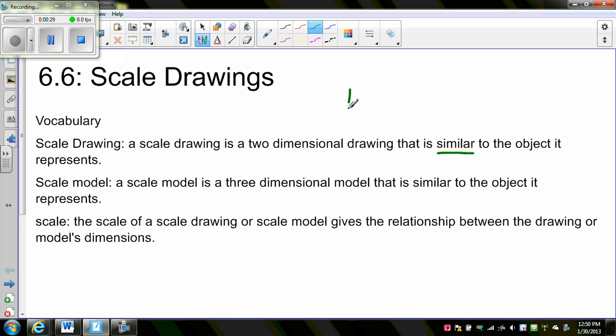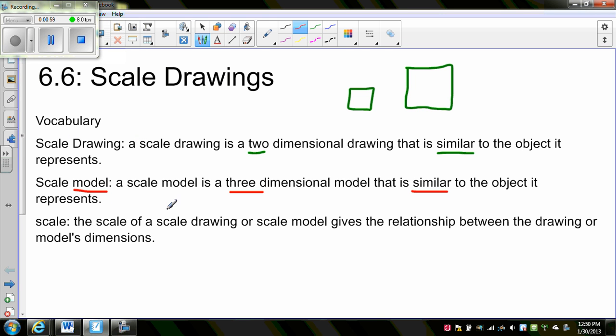So for example, and this won't be exact because I'm drawing it by hand, this square we could say is similar to this as long as the ratio of each side is the same. So they're similar to the object it represents, and it's two-dimensional. A scale model is a three-dimensional model that is also similar to the object it represents. So the difference between a drawing and a model is just 2D compared to 3D.